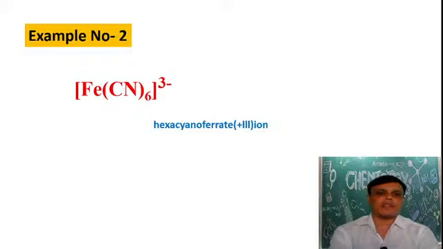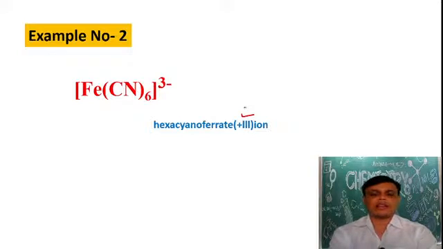Now here oxidation state of iron is how much? +3. Oxidation state of iron is +3. So write down the electronic configuration of iron in +3 oxidation state. +3 oxidation state means 3 electrons will get removed. That means 2 electrons will get removed from 4s orbital and 1 electron will get removed from 3d orbital. That means its valence shell electronic configuration will become 4s0 3d5. Now draw the box diagram and fill the 5 electrons in 3d orbital. 3d5, 4s0 is there and 4p0.